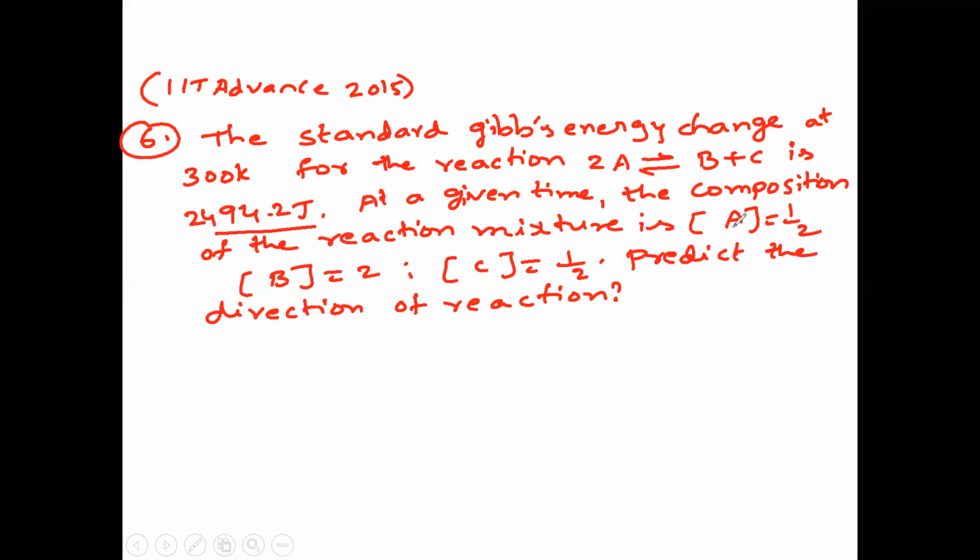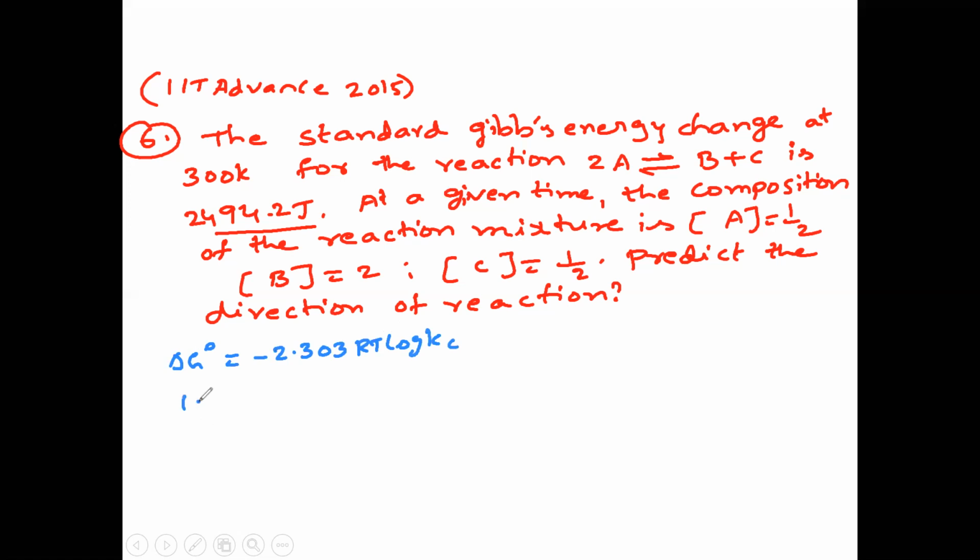What is that Q? Q is called the reaction quotient. That is, A is equal to 1 by 2, B is equal to 2, C is equal to 1 by 2. So, direction of reaction: we can say if Q is greater than Kc, or if Q is less than Kc, we know the conditions. So first we'll find Kc for this reaction. I'm doing the solution in blue color. So delta G is equal to minus 2.303 RT log Kc.